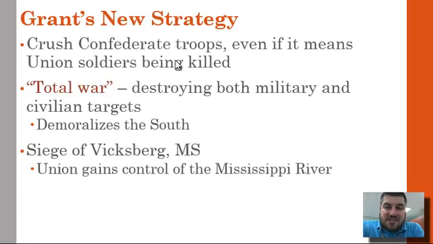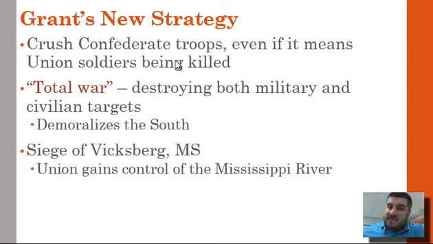Grant's new strategy at this point is to crush the Confederate troops, even if it means that we're going to lose Union soldiers. We have to take away their morale. And so we do this with the concept of total war. And total war is destroying both military and civilian targets. Total war is pretty much commonplace now, but there was a time where you didn't touch civilians. Civilians were left out of it. Now we're going to target civilians because it demoralizes their population.